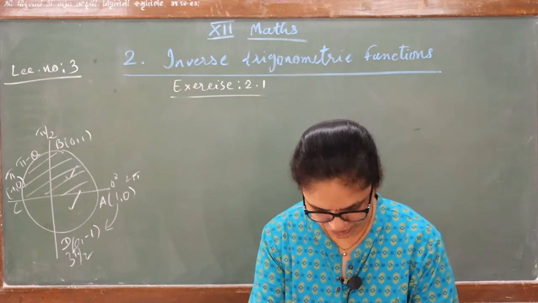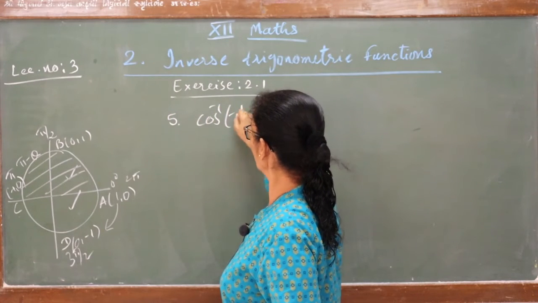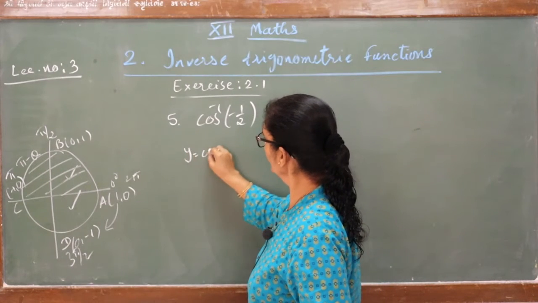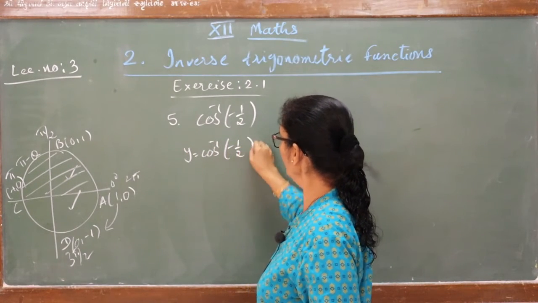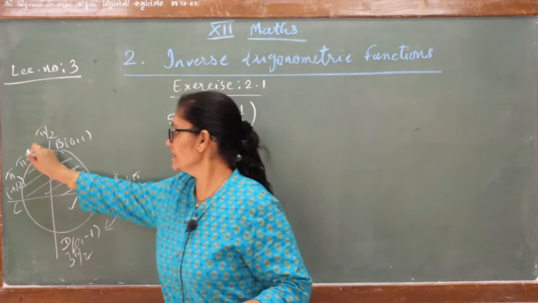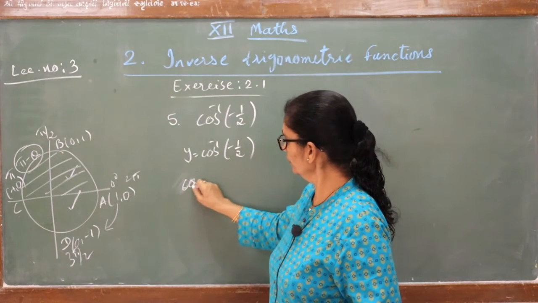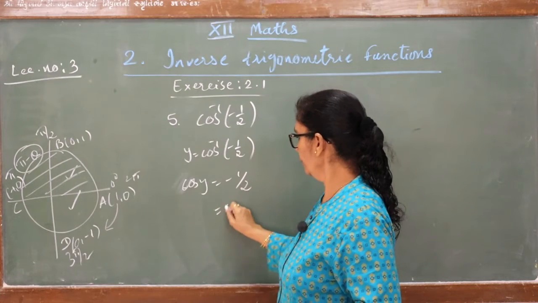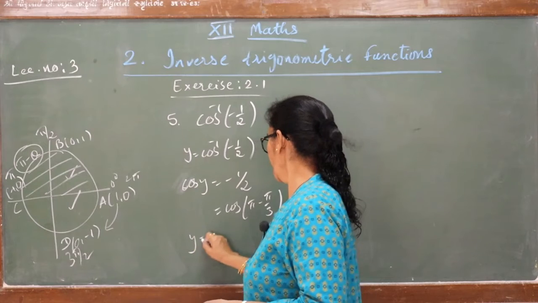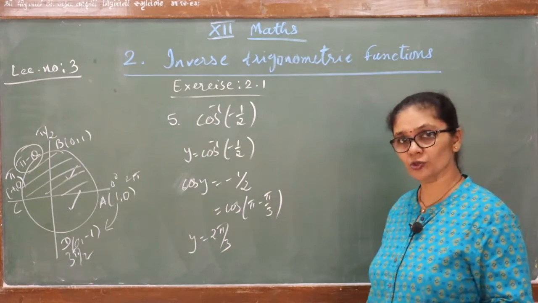Now next is the fifth question. Fifth one is cos inverse minus half. So we can take y equal to cos inverse minus half. Now remember, cos means first and second quadrant, and in the second quadrant what is the form? Pi minus theta. So we can write cos y equal to minus half equal to cos of pi minus pi by 3, since cos is half at pi by 3. So y equal to pi minus pi by 3, means what? 2 pi by 3. So here the principal value is 2 pi by 3.